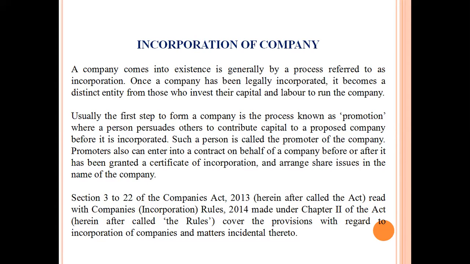So sections 3 to 22 of the Companies Act 2013 are read as the Companies (Incorporation) Rules 2014. So what are the sections provided in the Companies Act 2013? From section 3 to 22, they are separately called the Companies (Incorporation) Rules 2014, and they are made under Chapter 2 of the Act, which covers the provisions with regard to incorporation of companies and matters incidental thereto.